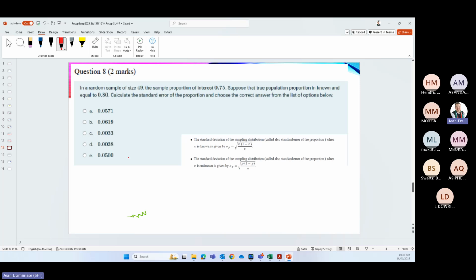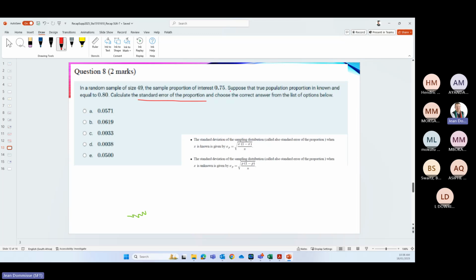Question 2 or 3 is around the proportions. So in chapter 7, we look at the proportions. Here they want us to work out the standard error of a proportion. So let's look at what they give us. In a random sample of size 49, the sample proportion of interest is 0.75.